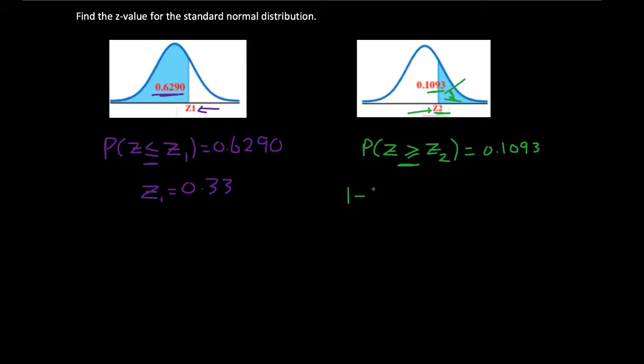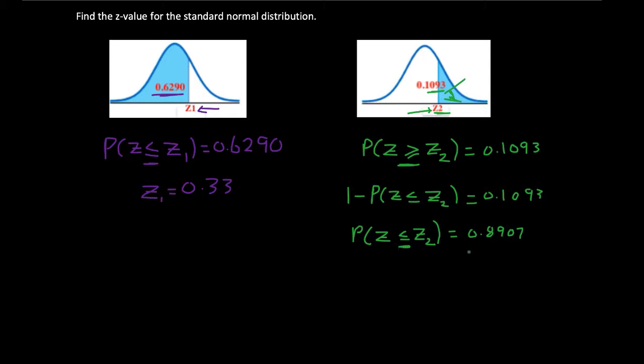We can write down 1 minus the probability z less than or equal to z2, which equals 0.1093. From this equation, you can find the probability z less than or equal to z2. This equals 1 minus 0.1093, which is 0.8907. Okay, now we have a less than or equal sign here.